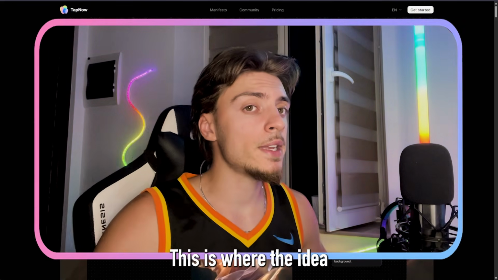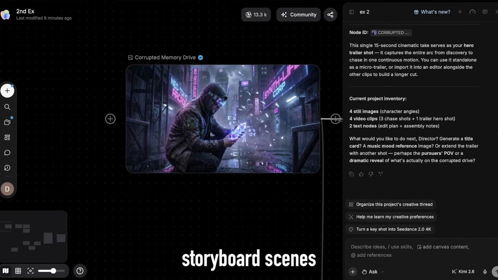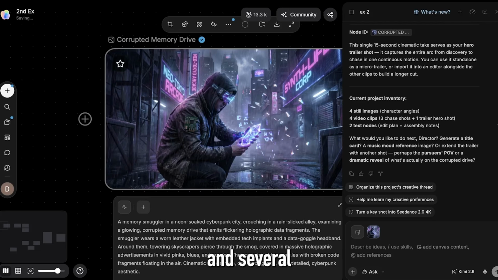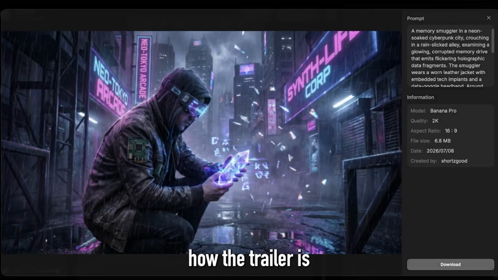This is where the ideas start becoming visual. For the cyberpunk project, TapNow generated storyboard scenes showing the city, the main character, and several key moments from the story. You can already see how the trailer is starting to take shape.